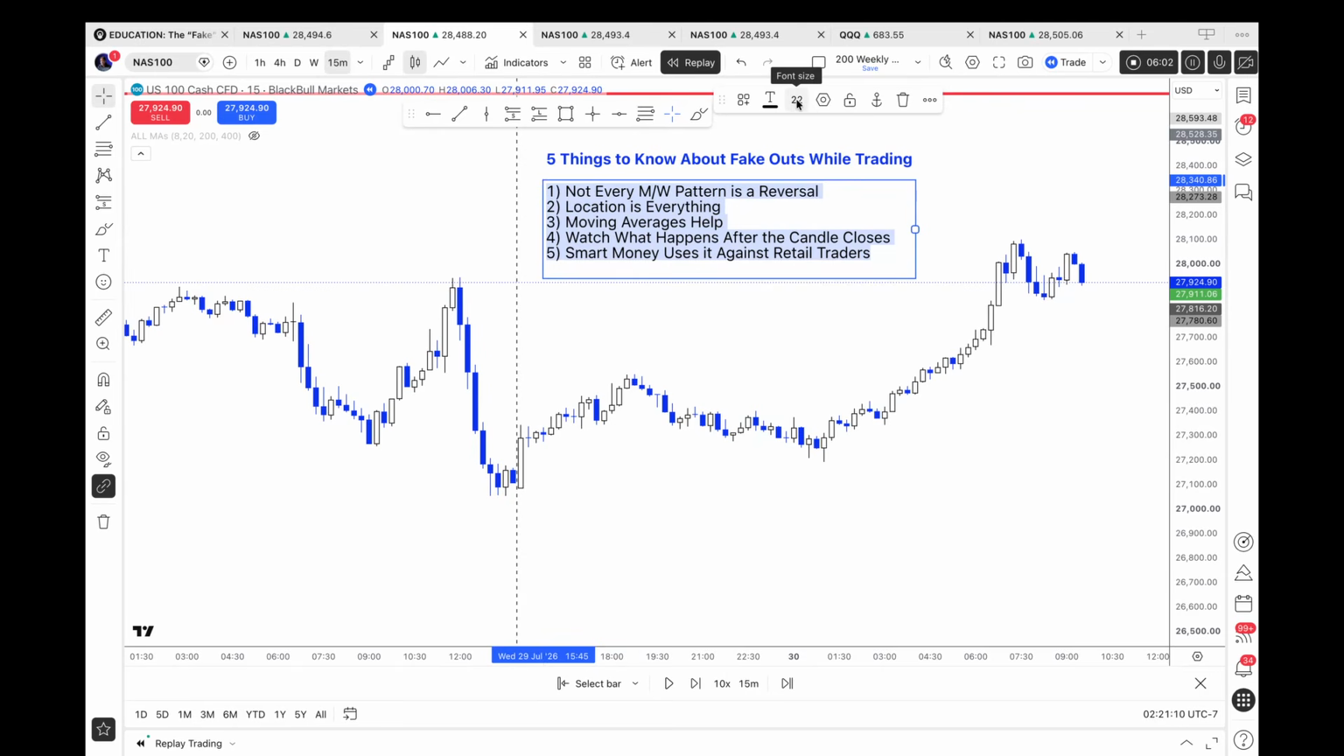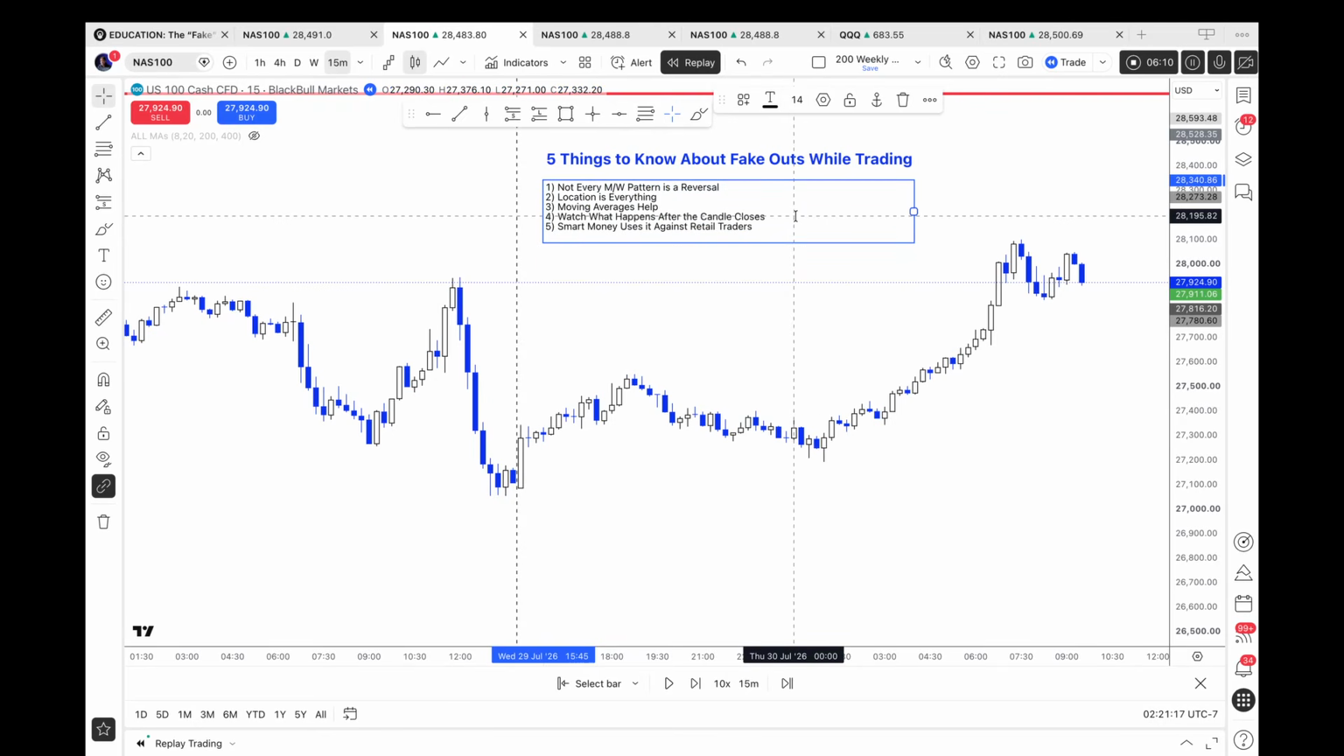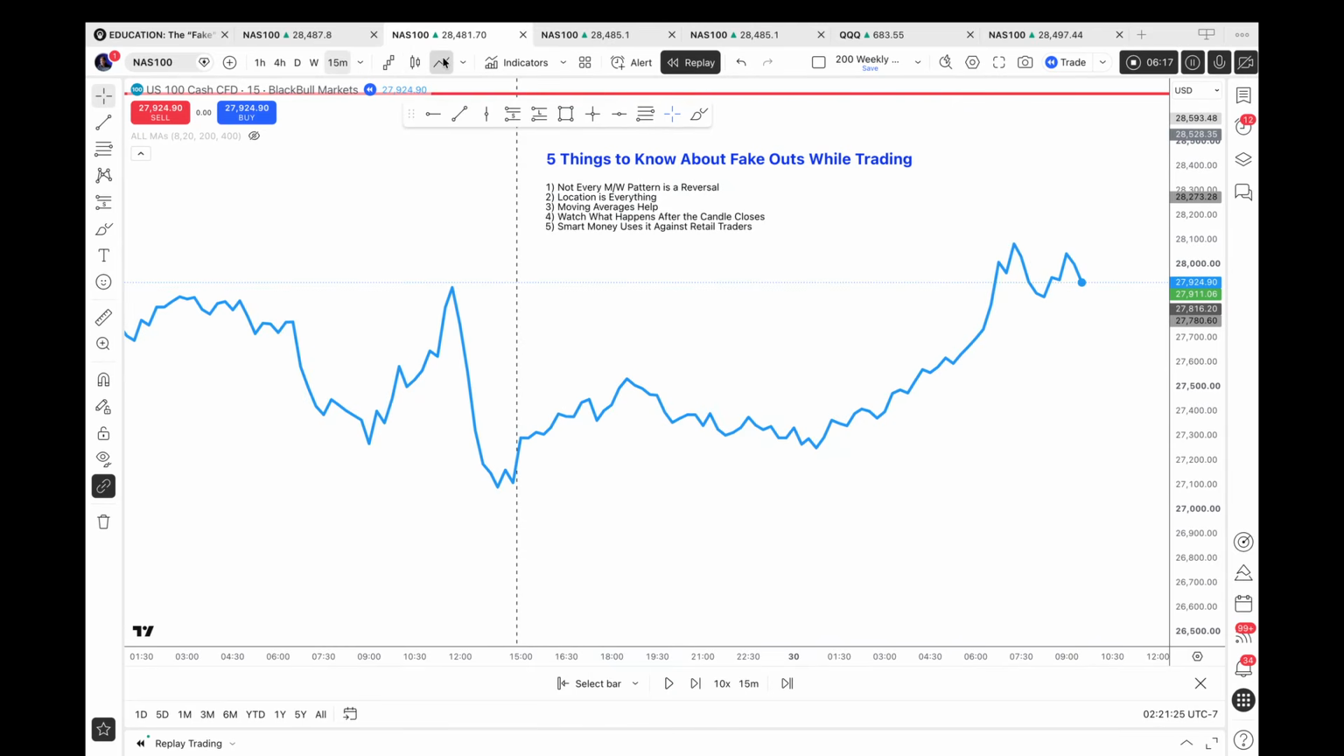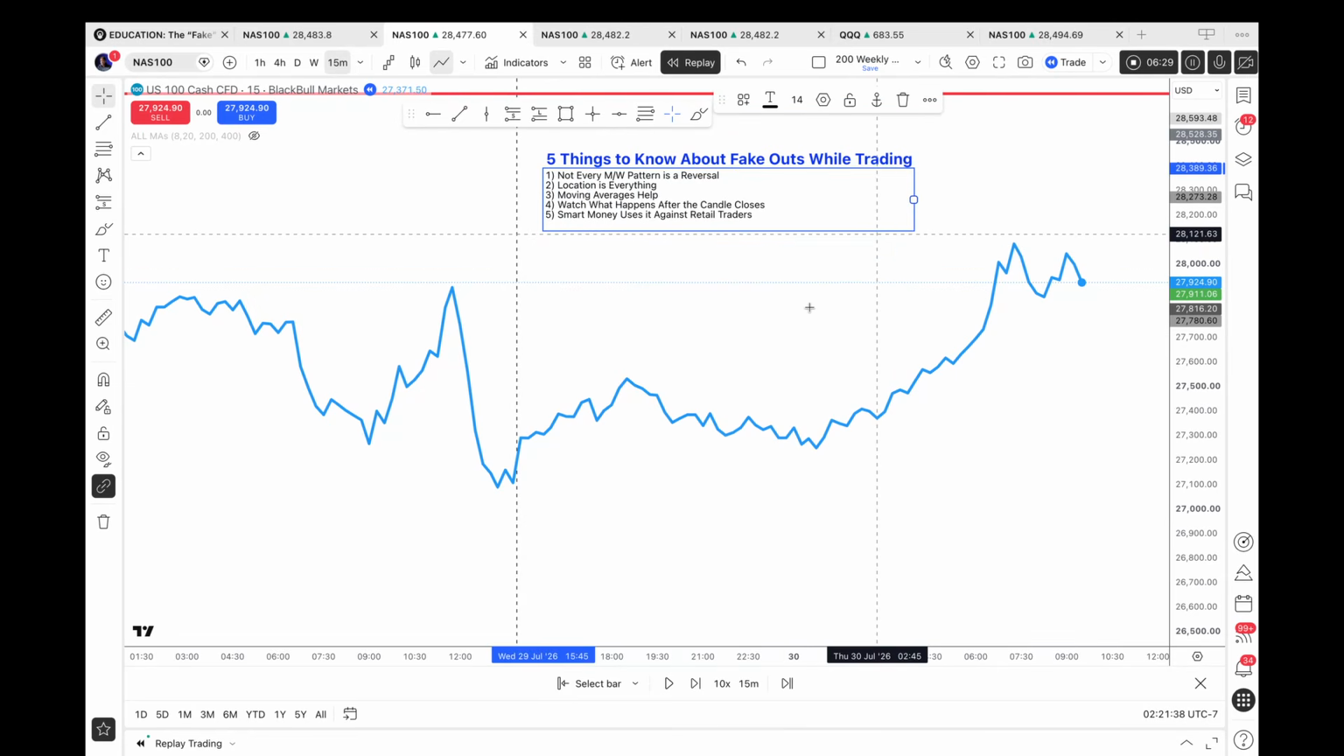If you come to your chart, I'm going to take this down in size because it's very large. Let's do 14. If you come to your chart and you see this and you say to yourself, I'm going to throw a line chart on here, totally an M. I'm ready to go, ready to sell. Again, let's talk about it. Not every M&W pattern is a reversal. Where is this reversing from? Well, I don't see anything immediately that this is reversing from.